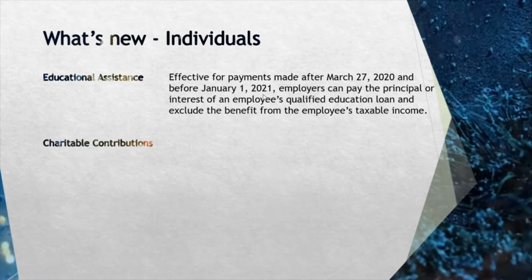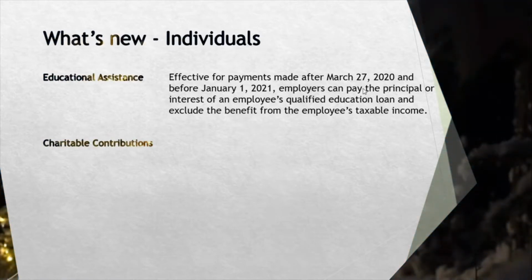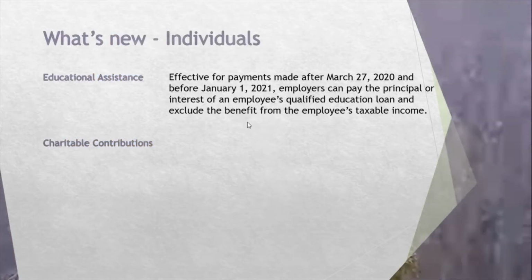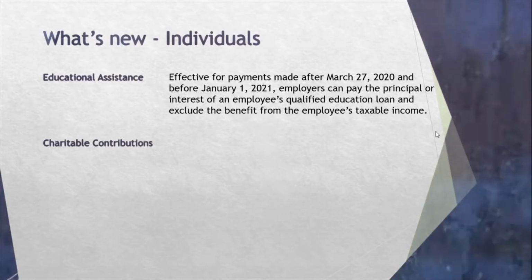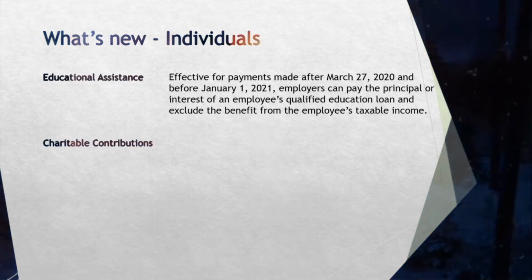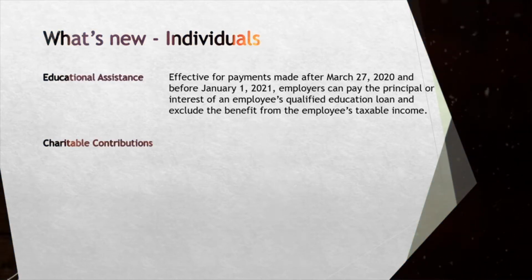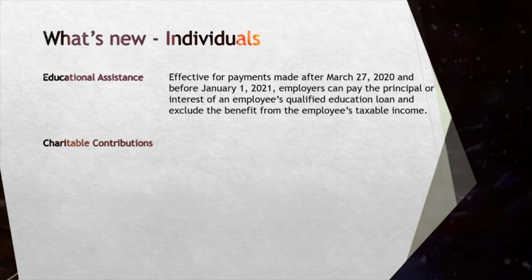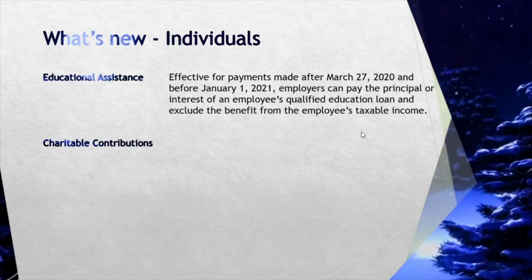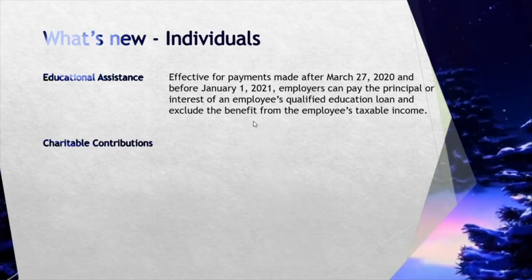For educational assistance, effective for payments made after March 27, 2020 and before January 1, 2021, employers can pay the principal or interest of an employee's qualified education loan and exclude the benefit from the employee's taxable income. The prior law is that employers can provide up to $5,250 of educational assistance to an employee to help pay for tuition, books, and supplies and exclude the benefit from the employee's taxable income. So it's excludable. This is excludable as well.